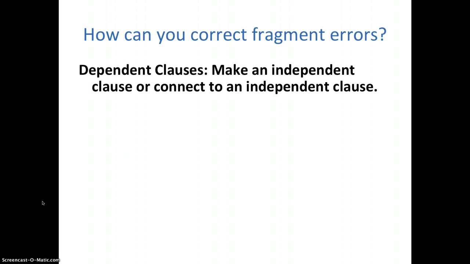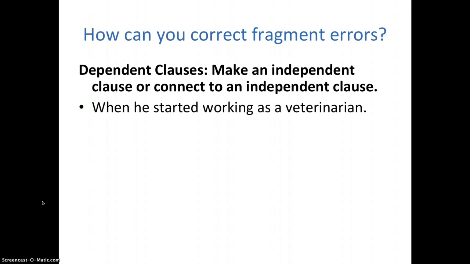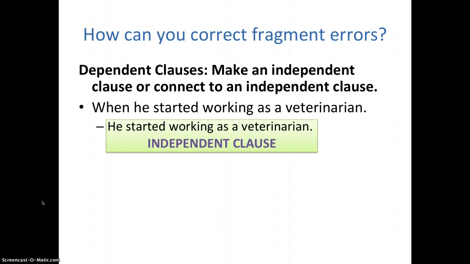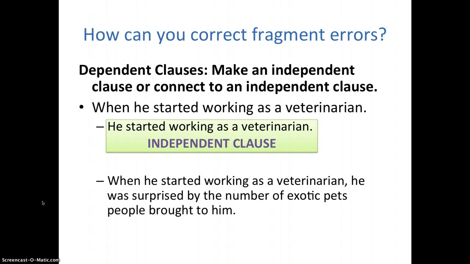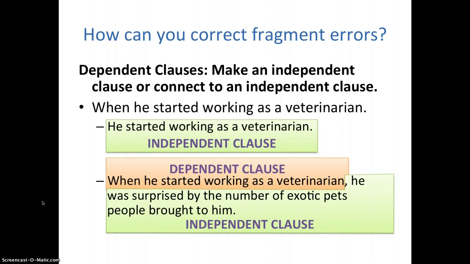So when you have dependent clauses, you need to make an independent clause or connect to an independent clause. So when he started working as a veterinarian. One way to fix that is to say he started working as a veterinarian. Another way to fix it, sorry, that's using it as just an independent clause, so you get rid of when. Another way to fix it is to keep the dependent clause, but then add an independent clause to it. When he started working as a veterinarian, he was surprised by the number of exotic pets people brought to him.